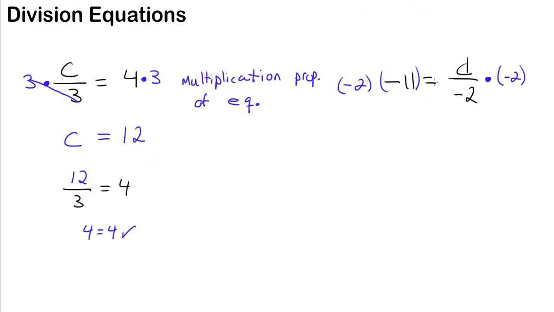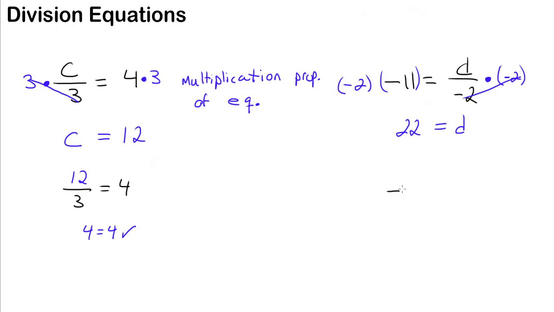So I have here negative 2 divided by negative 2 is 1. So this leaves me with a d on the right-hand side. And on the left-hand side, negative 2 times negative 11 is positive 22. So d equals 22. Again, I can test this out.